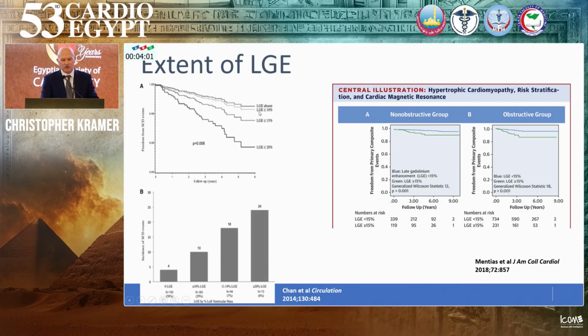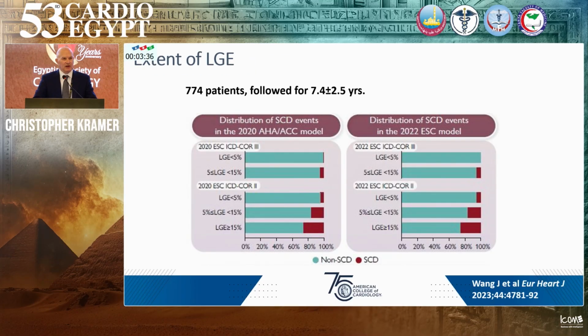And the cutoff used in the 2024 U.S. guidelines is 15% of left ventricular mass because of this paper, and also this paper from the Cleveland Clinic that shows, again, that there are increased events in the green bars in either obstructive or non-obstructive patients once their LGE is over 15%. But is 15% the right cutoff? Probably not. It's probably too high.